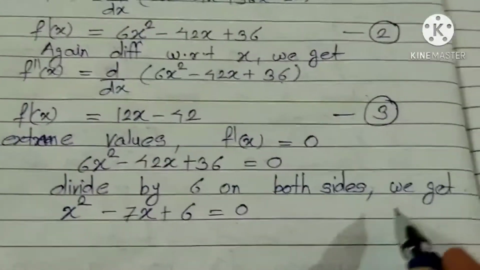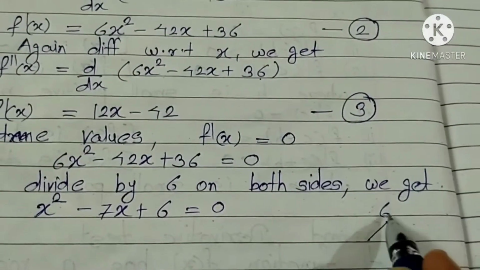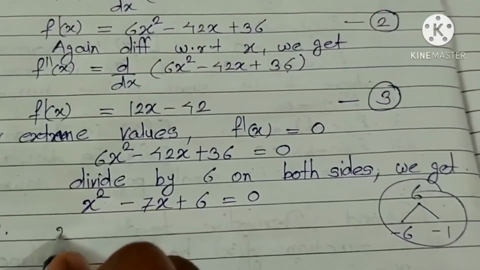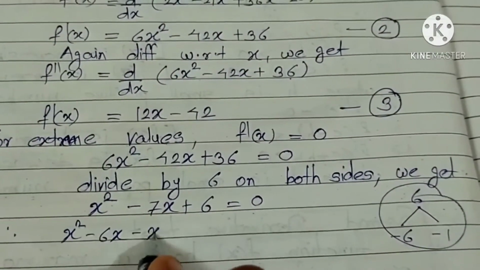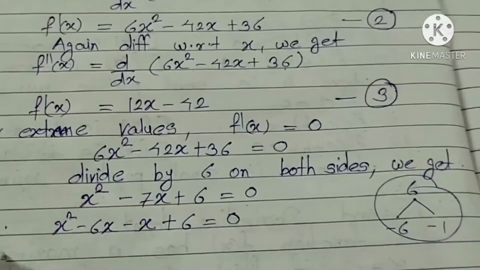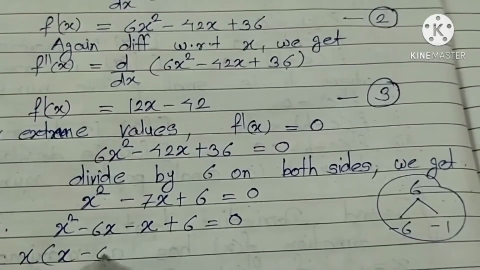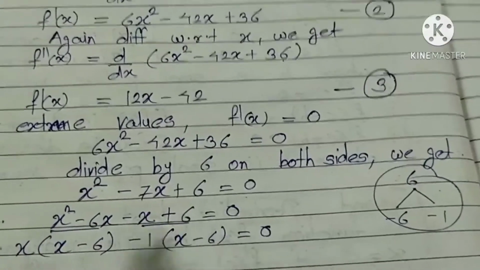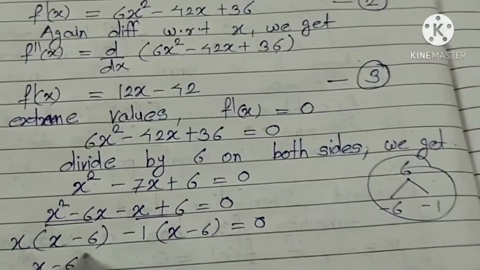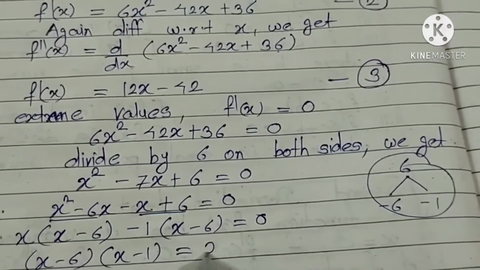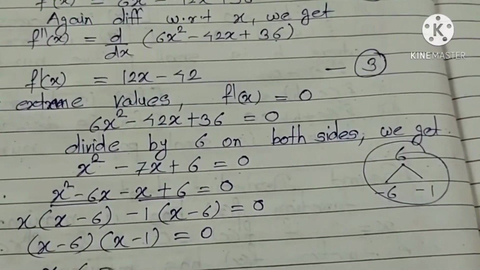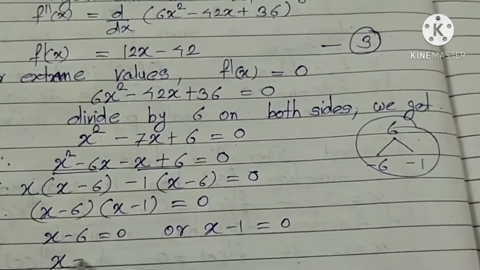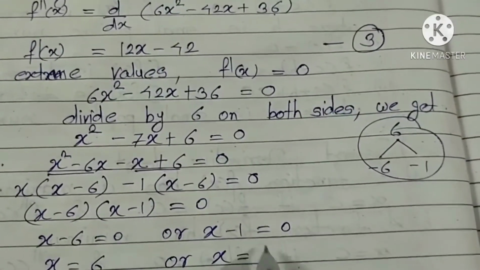Now this is a quadratic equation, and we know how to solve a quadratic equation. Factors of 6 are minus 6 and minus 1. So put those factors: x square minus 6x minus x plus 6, which is equal to 0. Take x common from the first two terms, so x into x minus 6, and take minus 1 common from the other two terms, so minus 1 into x minus 6, which is equal to 0. Now collect the common term: x minus 6 times x minus 1 is equal to 0, and therefore x minus 6 equal to 0 or x minus 1 equal to 0. That's why x equal to 6 or x equal to 1.